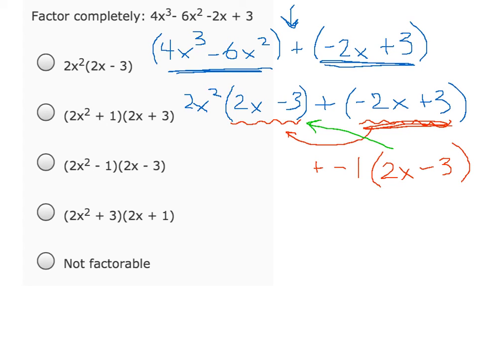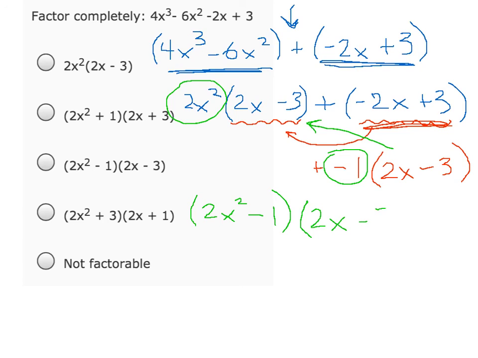So our final step of factoring this is to rewrite this as 2x squared minus 1, and we get both of these terms from what we had factored out of each grouping, and then times those identical other factored groupings. So our final answer is C.